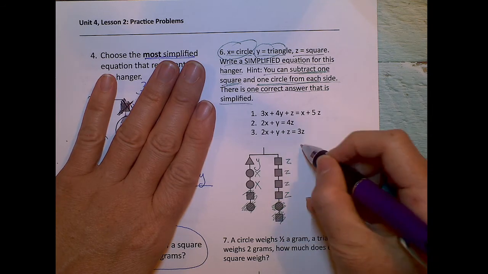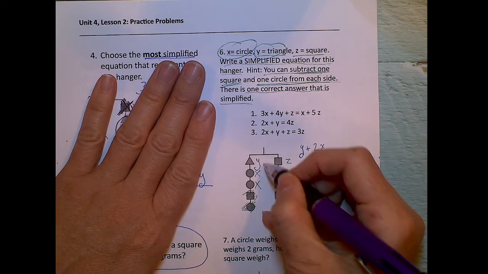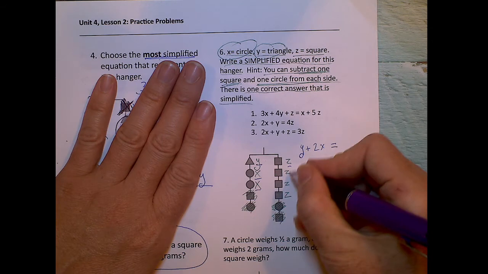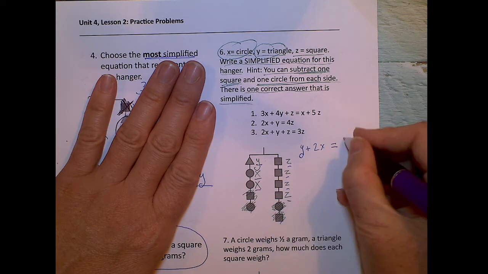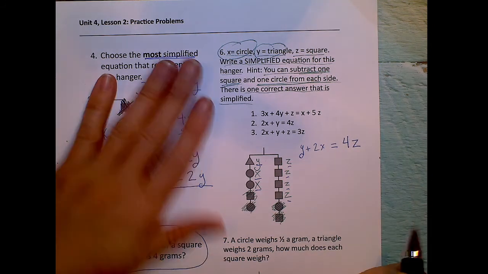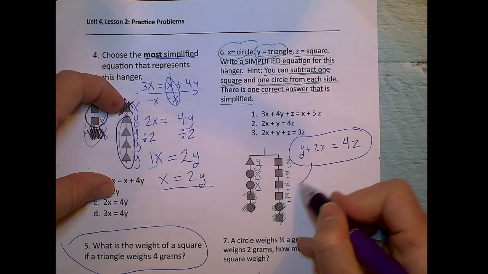Okay, y. On the left side, we have y plus 2x. See here, y plus 2x equals 1, 2, 3, 4 z's. Okay, there we go. Here's an equation that represents this hanger.